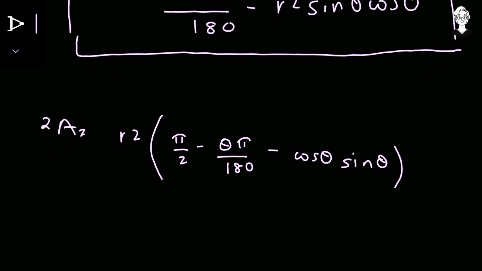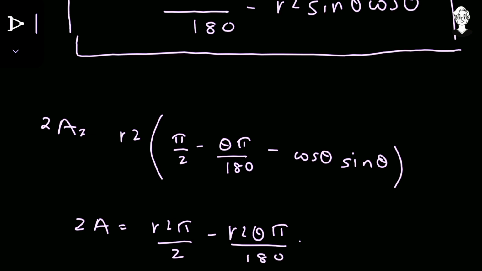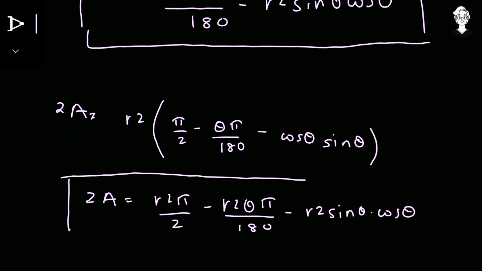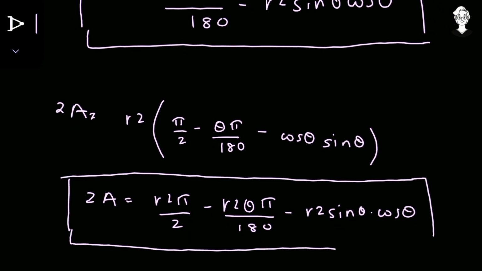Now we will open the brackets over here so as to get the value of 2 times a, that is r square pi by 2 minus r square theta pi upon 180 minus r square sine of theta into cos of theta. So this is the value of 2 times a. Now we will proceed to find the value of that particular equation.